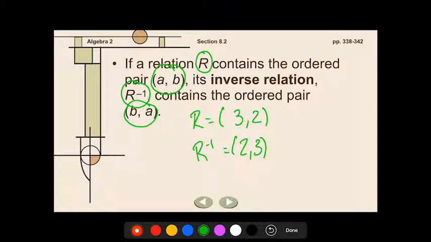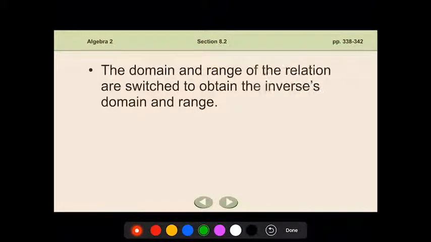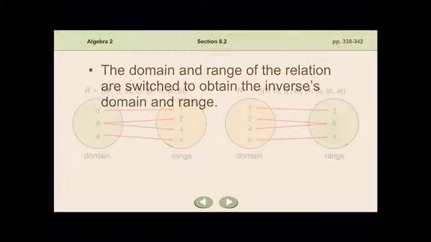So you could actually plot them out and determine what the inverse function would be. Or the drawing, if it's a graph, a line, a parabola, whatever it may be, you can figure that out pretty quickly by doing that. The domain and the range of a relation are also switched to obtain the inverse domain and range. So if the domain is x is greater than 3, you would switch that, and the range would be greater than 3. So that's how it works.